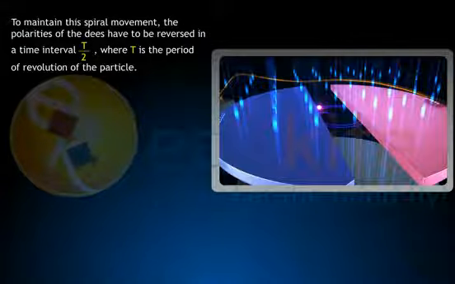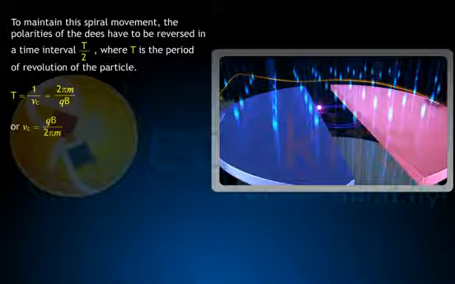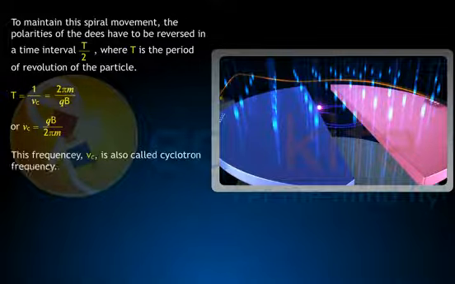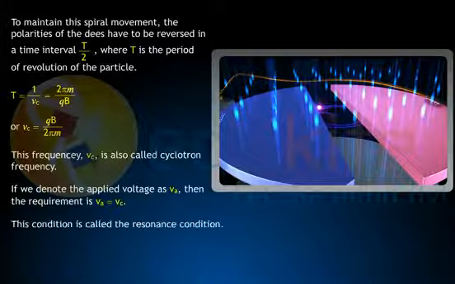To maintain this spiral movement, the polarities of the Ds have to be reversed in a time interval T/2, where T is the period of revolution of the particle. T equals 1 by νc, which equals 2πm divided by qB, or νc equals qB divided by 2πm. This frequency νc is also called cyclotron frequency. If we denote the applied voltage frequency as νa, then the requirement is νa equals νc. This condition is called the resonance condition.